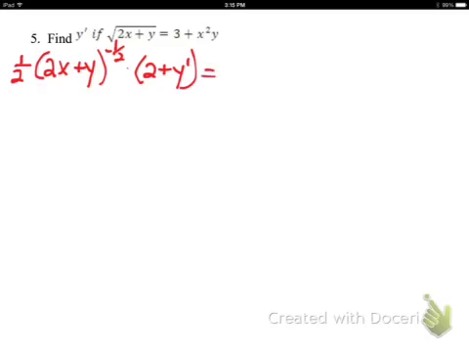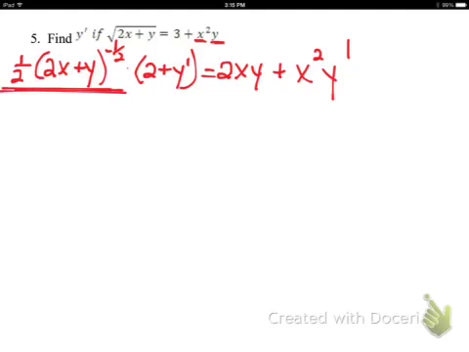Now when I go to the right side, the derivative of 3 is 0. And when I go to do the second term, I have to use product rule. So I would have 2x times y plus x squared times y prime. There's your first step. Okay. Now again, on the left side, you're going to have to distribute this in order to get the y prime isolated.